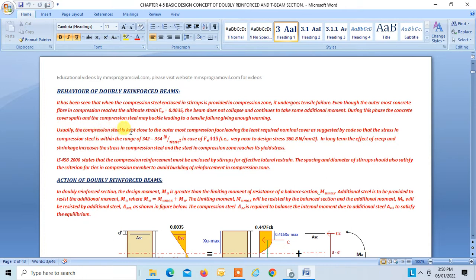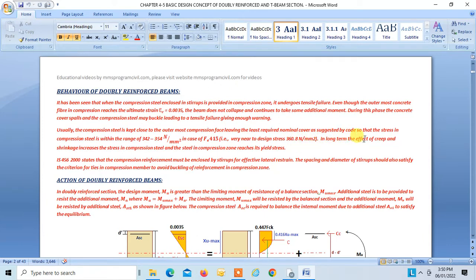Usually the compression steel is kept close to the outermost compression face, leaving the least required nominal cover as is suggested by the code so that the stress in the compression steel is within the range of 342 to 354 Newton per mm square in case of Fe 415, and same principle is also applied for Fe 500 with an idea that the stress in the compression steel should be near to the design stress, right?